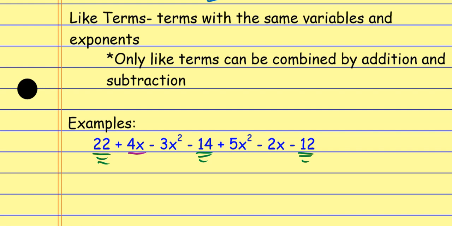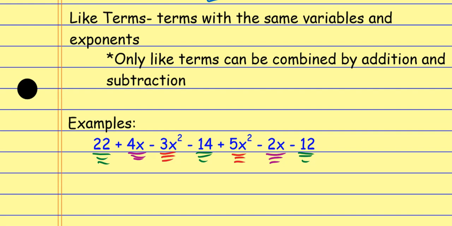And then I see a 4x. So something that would be a like term with the 4x would be anything else that also just has an x. And so when I look at the next term, the -3x squared, see, that's different because it doesn't have the same exponent. But this one, that's just an x. So those are like terms. Anything that looks the same in terms of the variable portion, those will be like terms. And then these guys right here, the 3x squared. Well, the like term would be anything else that also has a 3x squared.